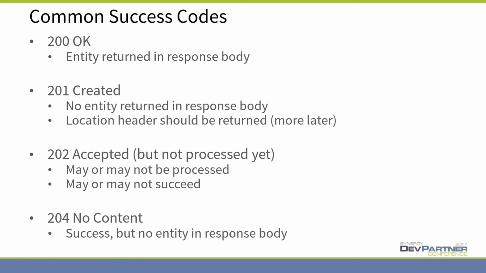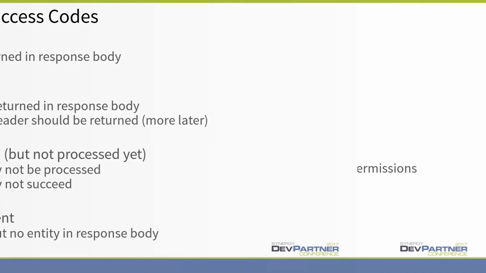Okay, so if you're creating, you'll get a 201 if it's successful. If you're updating, you'll typically get a 204. If you're deleting, you will typically get a 204 because there's nothing coming back. It's saying, yes, I deleted it, and so on.